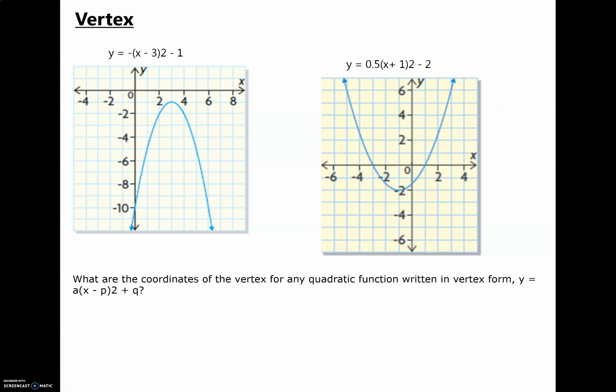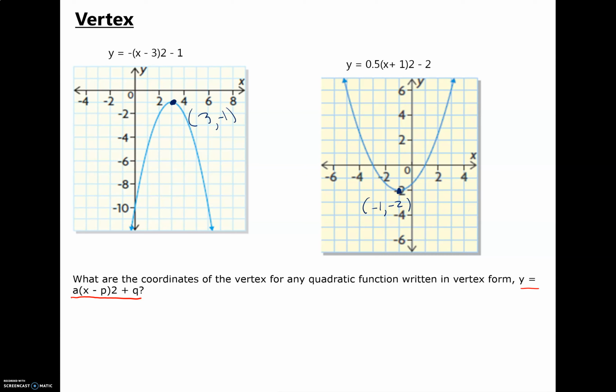Okay, let's look closer at the vertex. What are the coordinates of the vertex for any quadratic function written in vertex form? And there it is written there for you. So here it is, vertex form. So if we look at our two examples, here's that vertex happening at the point 3 and -1. And then if we look at our second quadratic function, here's our point happening at -1 and -2.